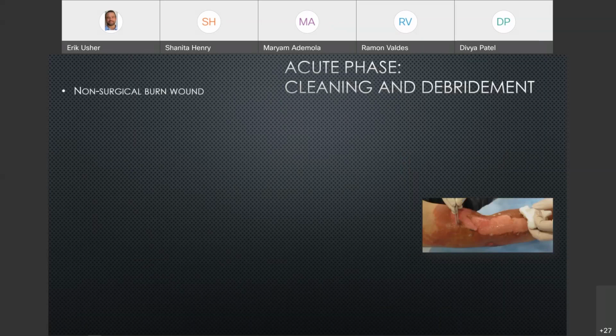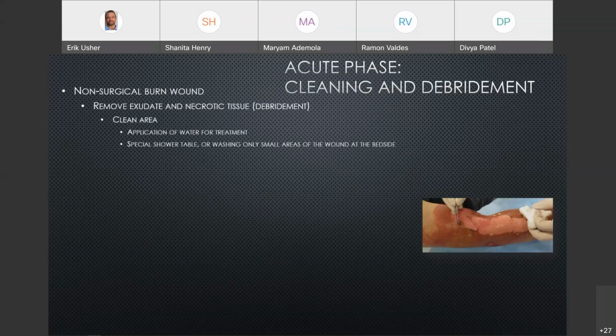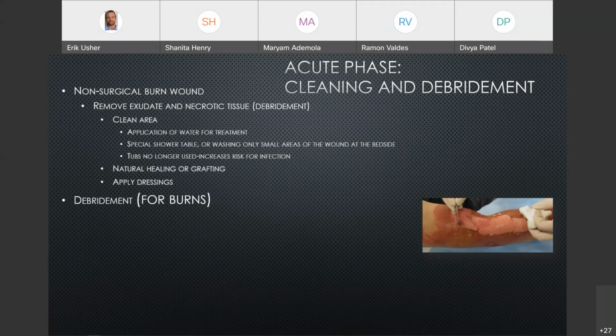So let's talk about cleaning and debridement. And that is a big, big part of these burn patients' lives in this acute phase. They remove exudate and necrotic tissue. So it cleans the area, with the application of water for treatment. They have special shower tables or wash only small areas of the wound at the bedside. We don't really put them in tubs anymore. It increases the risk of infection. They try to promote natural healing or grafting, apply dressings, and then debride the burns mechanically.